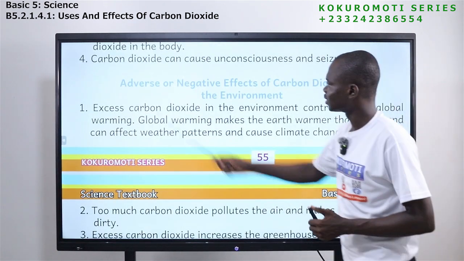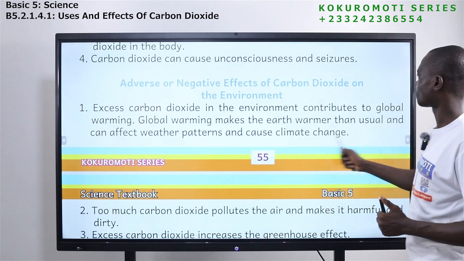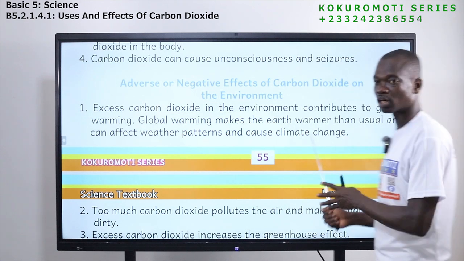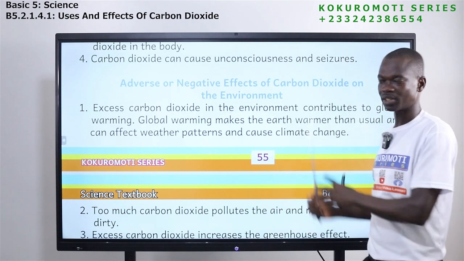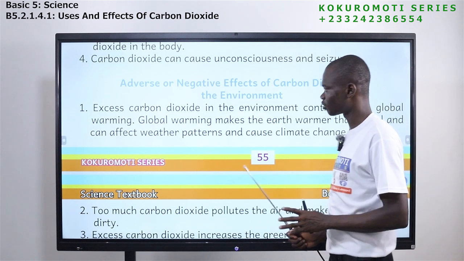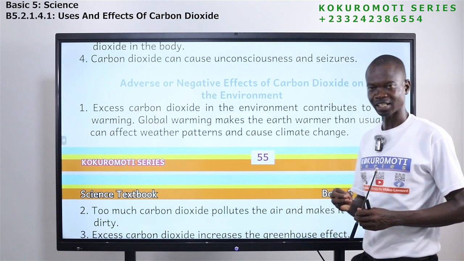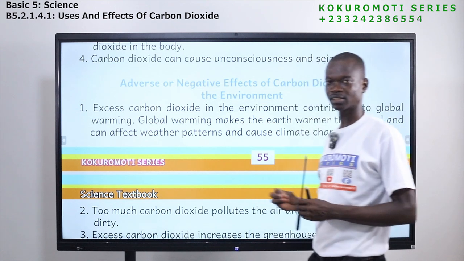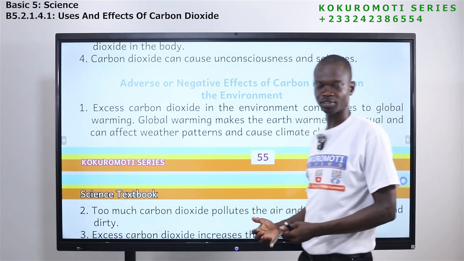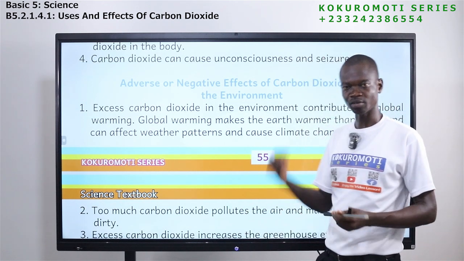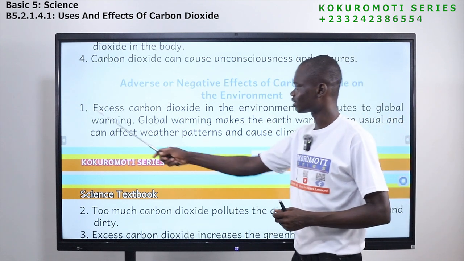Now we are looking at adverse or negative effects of carbon dioxide on the environment. The first one was on human beings. This one is on the environment. Okay, so if you have too much carbon dioxide in the environment, what are the negative effects? What are the consequences? We are looking at these.